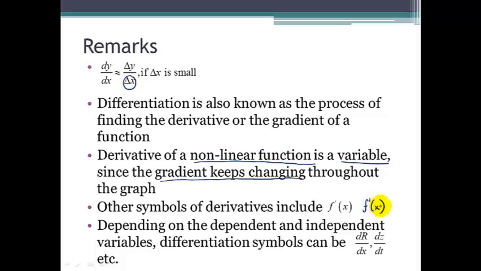Again, depending on what's the dependent and the independent variable, you may see other forms of differentiation symbols such as dr/dx, dz/dt. Now, taking dz/dt as an example, z will be the dependent variable and t is actually the independent variable. So different differentiation symbols can be used depending on the dependent and the independent variables.